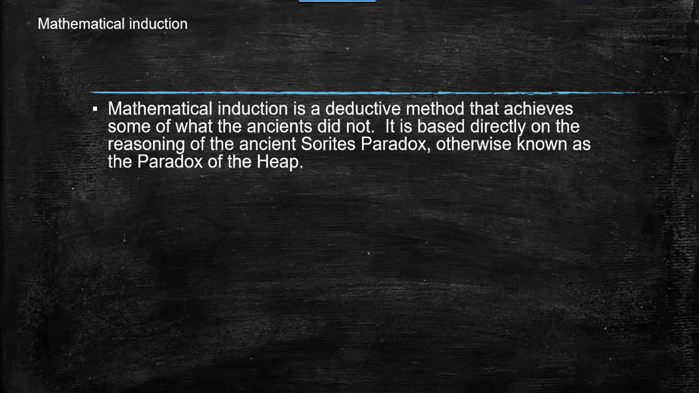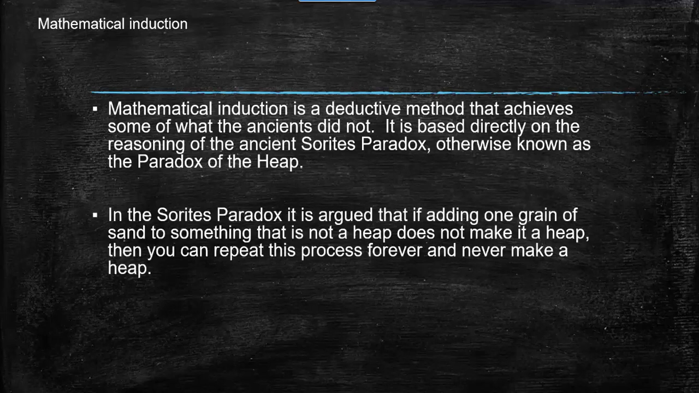Mathematical induction is a deductive method that achieves some of what the ancients did not. It is based directly on the reasoning of the ancient Sorites paradox, otherwise known as the paradox of the heap. In the Sorites paradox, it is argued that if adding 1 grain of sand to something that is not already a heap does not make it a heap, then you can repeat this process forever and never make a heap.